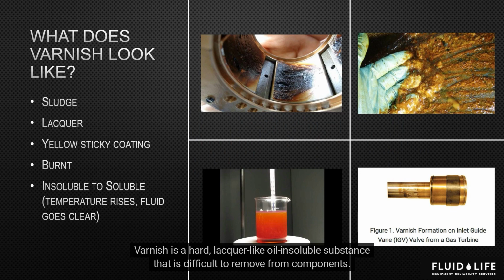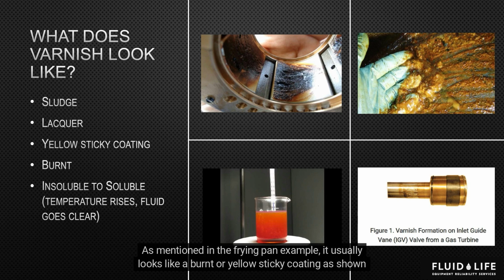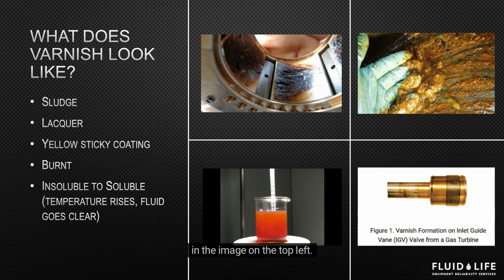Varnish is a hard, lacquer-like oil-insoluble substance that is difficult to remove from components. As mentioned in the frying pan example, it usually looks like a burnt or yellow sticky coating as shown in the image on the top left.